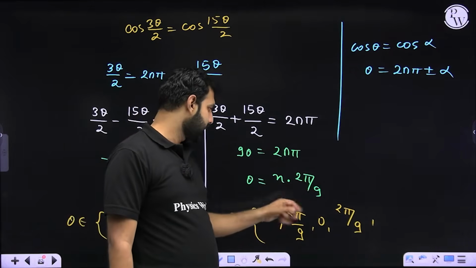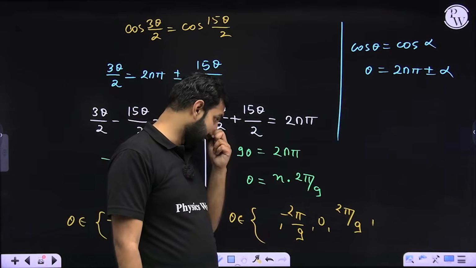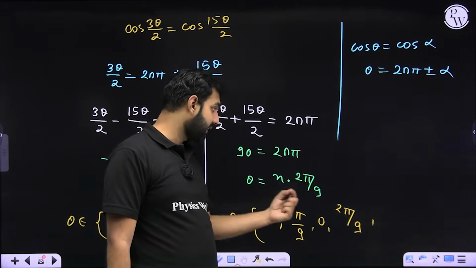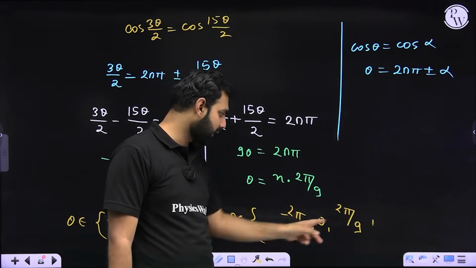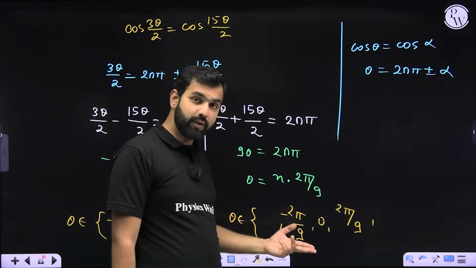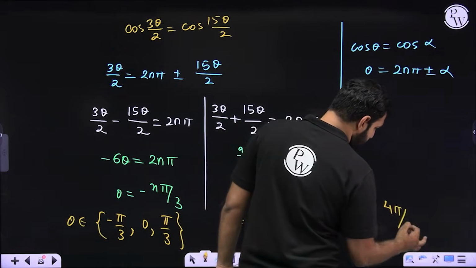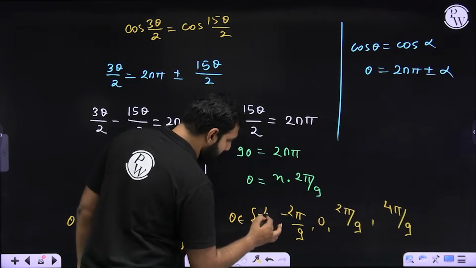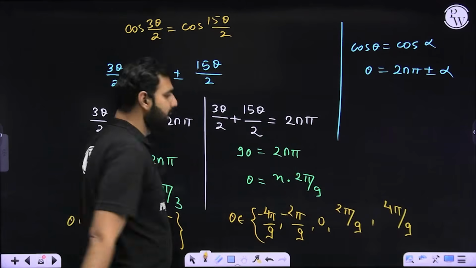Pi by 9. Sorry. Let me just do it once again, because I'm getting confused now. 2 pi by 9, what is it? It is 20 into 2, 40 degrees. So this is 40, this is minus 40. Double also I can take, which is 4 pi by 9. So 4 pi by 9 is also what I can take. Along with that, minus 4 pi by 9 can also be taken, because if it is 80 degrees, it will be minus 80 degrees.